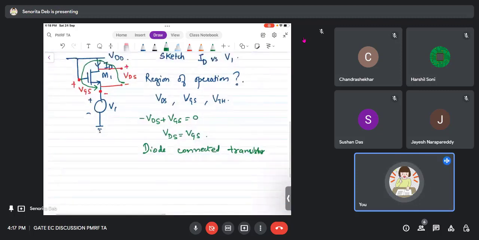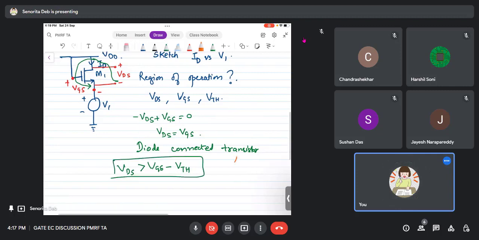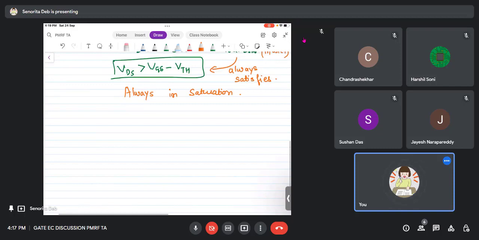Okay. In this case, VDS is VGS, and if VDS is VGS, that means obviously if I subtract VTH from VGS, VGS minus VTH will always be less than VDS, right? So this is always going to be satisfied. Please keep on making notes as well. A diode connected MOSFET will always satisfy this condition, and therefore it is always in saturation. Whenever it is connected in diode connected format, it is always in saturation.